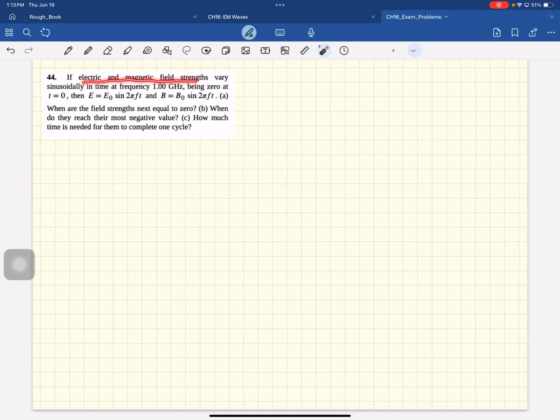If the electric and magnetic field strengths vary sinusoidally in time at frequency 1 gigahertz, okay, so your cell phone operates at, do you guys know what your cell phone operates at? Around 5 gigahertz. Yeah. Being 0 at t equal to 0, when E is that, and B is that, where are the field strengths next equal to 0?